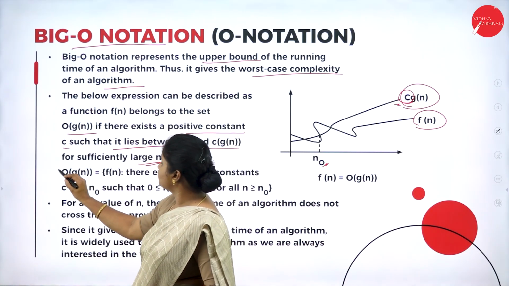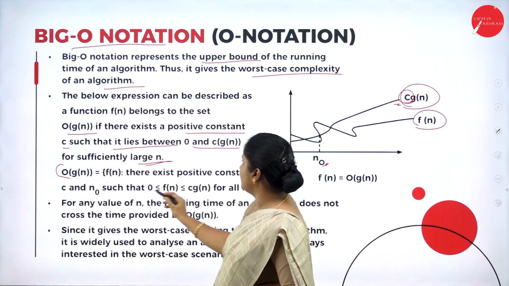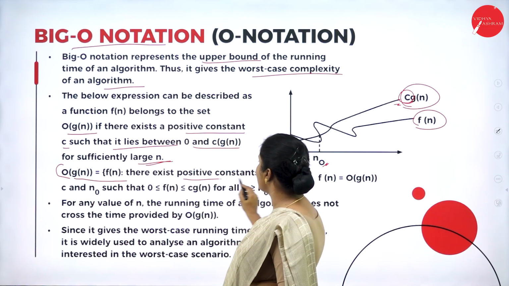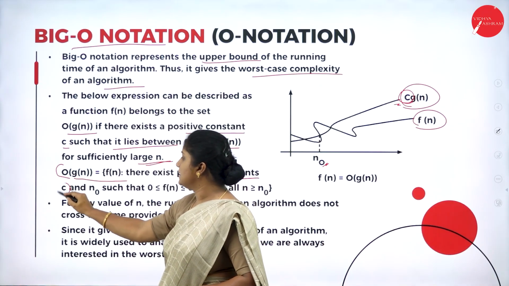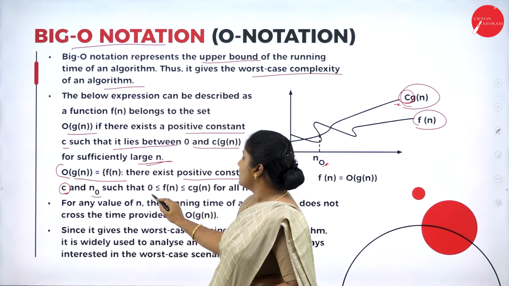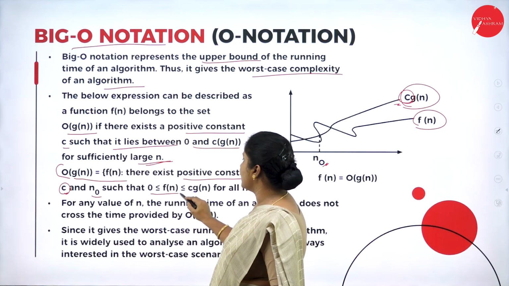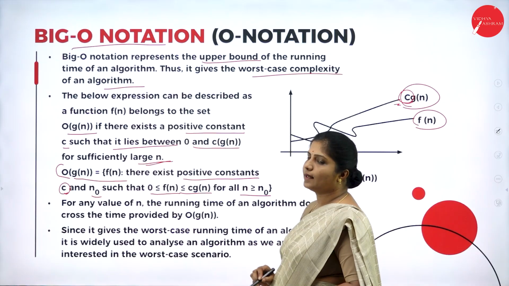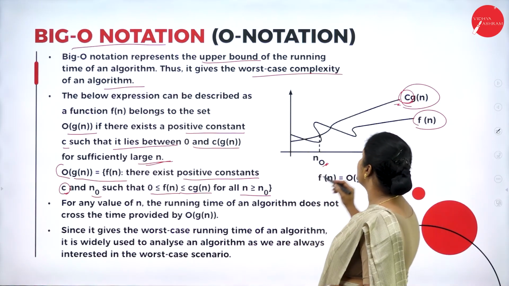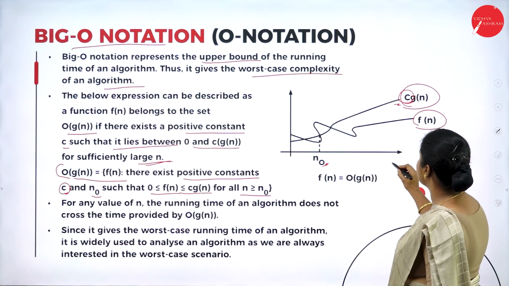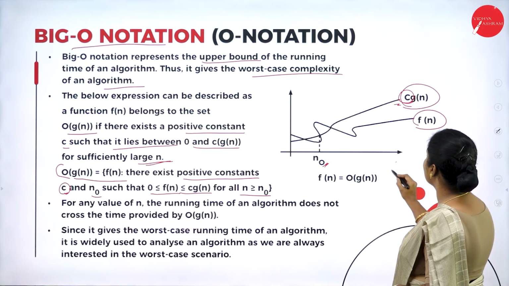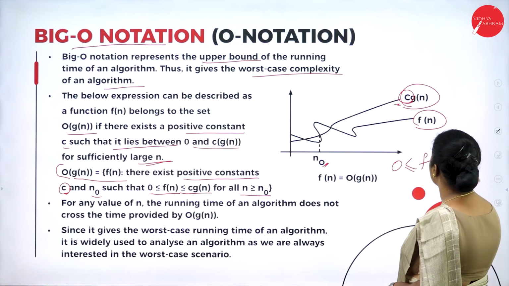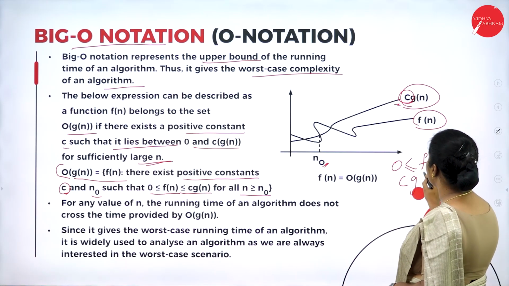So we have an expression, that is, f of n belongs to big O of g of n. There exists positive constants C and n naught such that 0 is less than or equal to f of n, which is less than or equal to C of g of n, for all n greater than or equal to n naught. So we can see here how they are expressed in the expression.